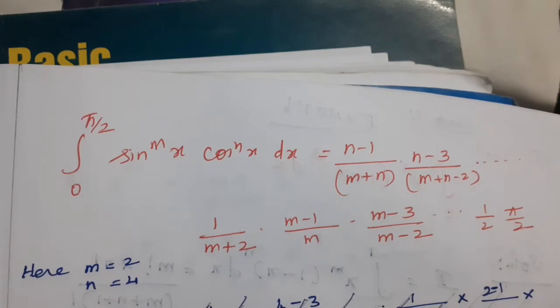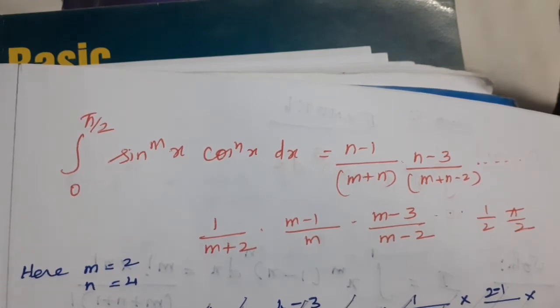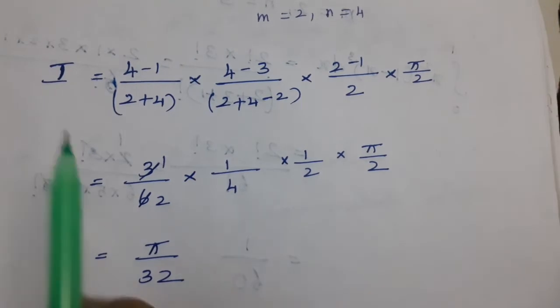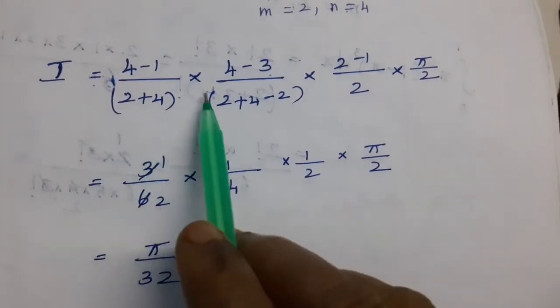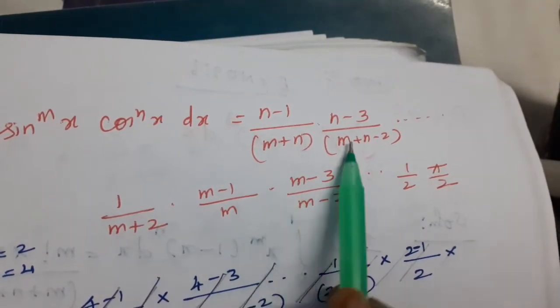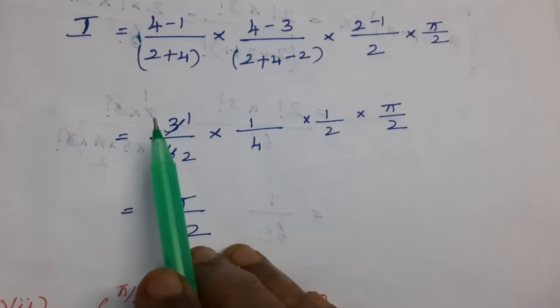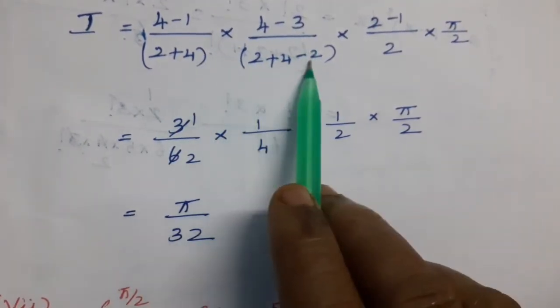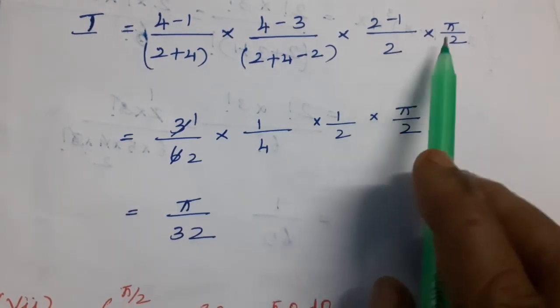When both are what number? Even. Sin as well as cos is even. M equal to 2, n equal to 4 means substitute the value. Instead of m and n, you substitute in the given formula. So substitute the formula for that m and n value. So (4 minus 1) by (2 plus 4) into (4 minus 3) by (2 plus 4 minus 2) into (2 minus 1) by 2 into pi by 2.